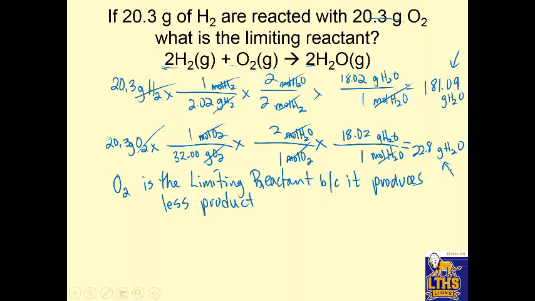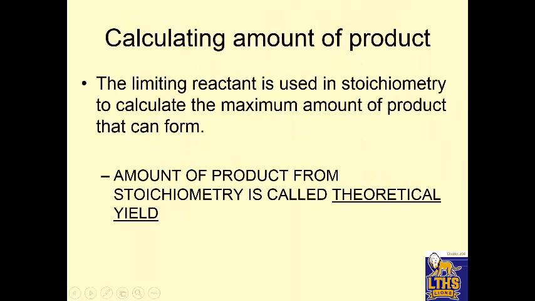Okay? All right. Now, another thing we're going to learn is what these answers also mean. The smaller of these two answers tells you that the reactant that gave you that was the limiting reactant. Okay. So the limiting reactant is used in stoichiometry to calculate the most product that you can get. So there's a name for that. The name of the most product that comes from stoichiometry is called a theoretical yield.